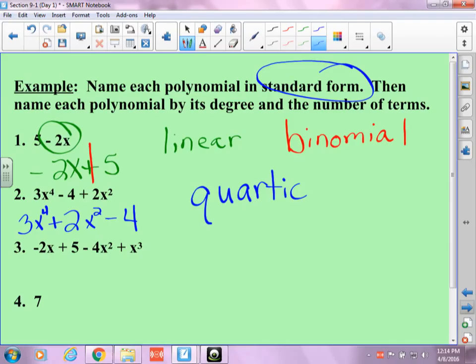It's not quadratic. Quadratic is 2. Quartic is 4. How many terms? 3. There are 3, so if I cut it, there's 3 terms. So it'd be called a trinomial.